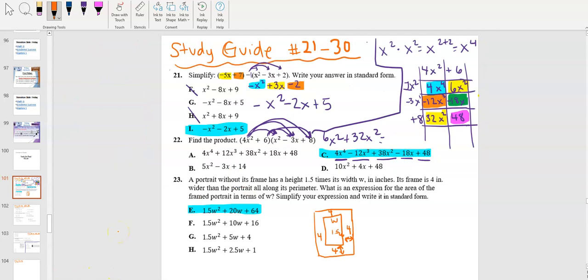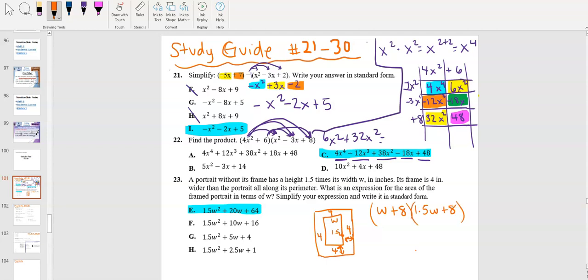All right, on number 23, we have another one of those picture and frame problems. So my inside shape, the length or the height of this picture is 1.5 times W right here. And W is my width. The frame itself is 4 inches wider than the portrait all along its perimeter. So every single side is 4 inches longer than the picture itself. So in order to write an expression, the width is going to be the width plus 8, because we've got the width plus 4 plus 4. The length is going to be 1.5 W plus 8.